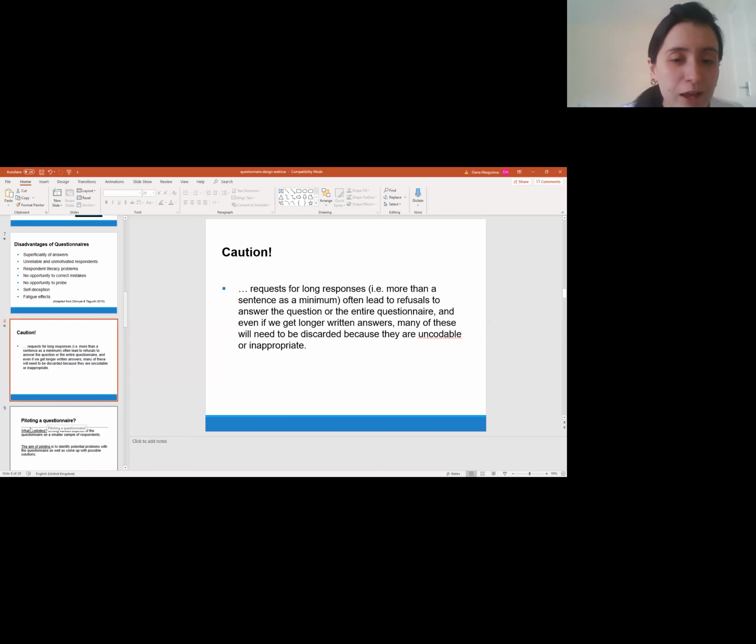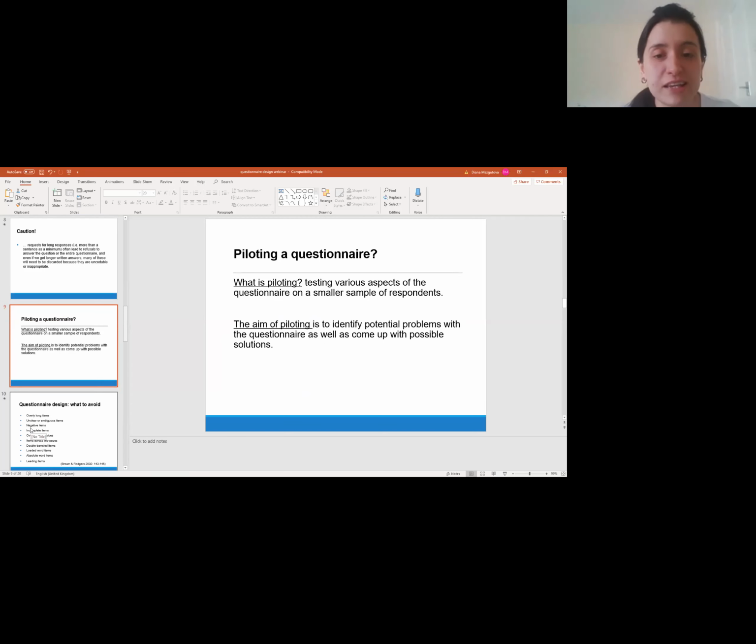Okay, one of the very important stages in designing a questionnaire, developing it and distributing it to your participants is piloting the questionnaire. I don't know if you've all heard of the word piloting. Piloting means testing, trying it out. But what do we try out? We try out various aspects. Maybe we can try out some questions from the questionnaire or the whole.